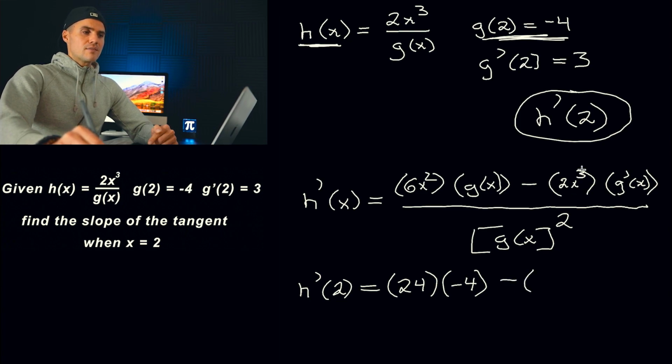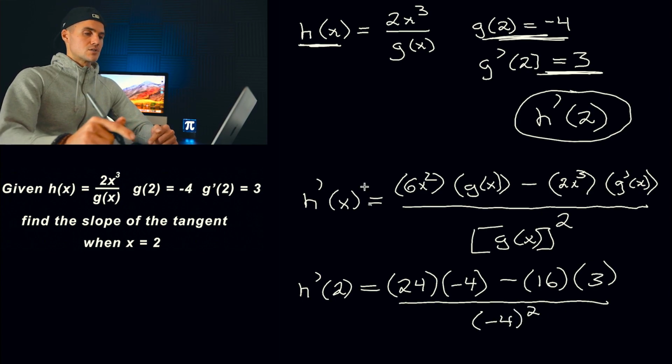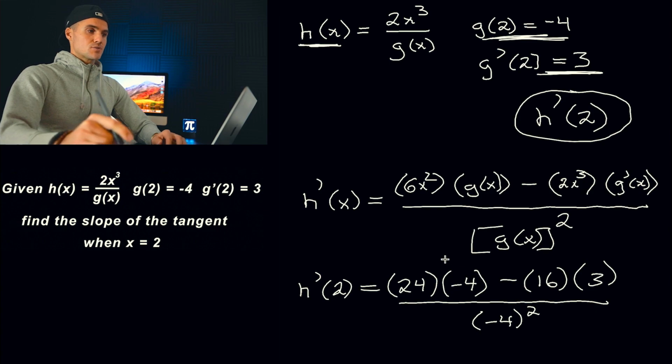Minus this bracket here, if we plug in 2, 2 to the power 3 is 8, times 2 is 16, and then g prime of 2, that's given as 3. So that would be 3 right there, and that's going to be all over g of 2, right? This is g of x here. G of 2 is given as -4, and then that right there is going to be squared. And so from here, we just have to do this algebra.